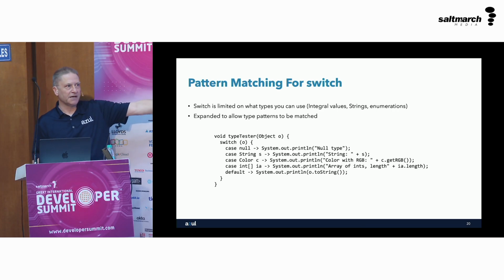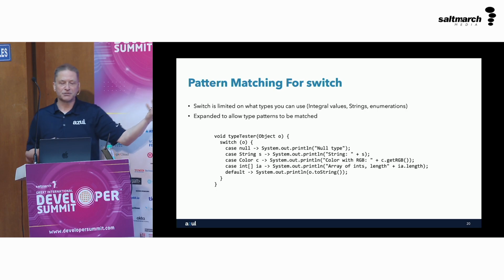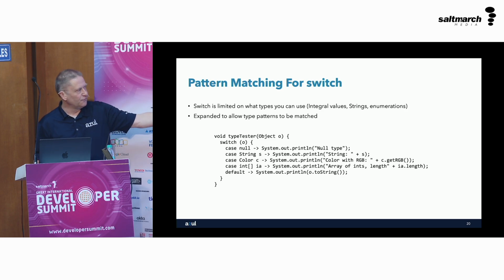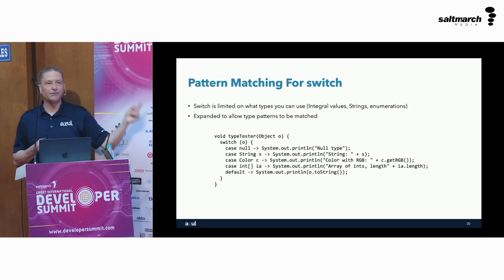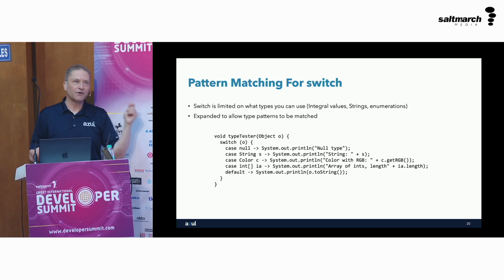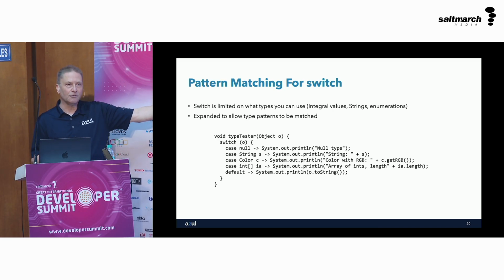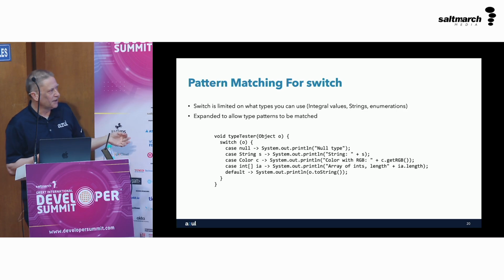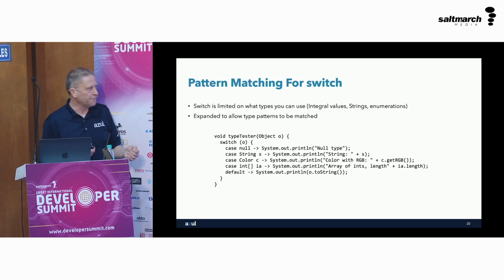So we'll do a type tester method, which we'll pass an object into, and then we'll switch on O. And then we're going to have cases for different types. Now, the first thing is that we now have the ability to put a case for null in there. And that's very nice because previously we would have had to have a separate test outside of the switch to see if we had a null to catch that before we did the switch. Now we can actually put the case for null in there and deal with it explicitly.